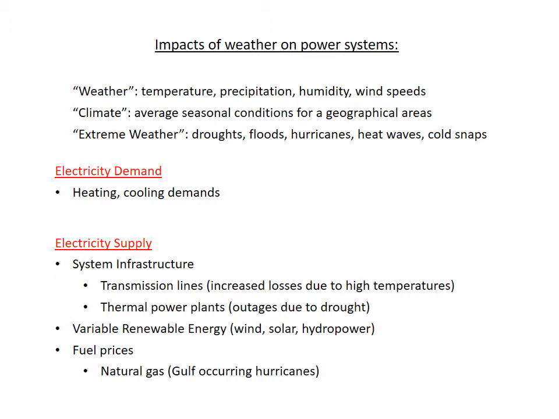Variable renewable energy, so wind and solar and hydropower. These are directly tied to weather and climate. And so a future in which we are more dependent on these is going to leave us in some cases more susceptible to unexpected changes in weather and climate. And then fuel prices as well, especially natural gas. Natural gas prices have historically been impacted by extreme weather, particularly hurricanes that disrupt natural gas production in the Gulf region of the United States.